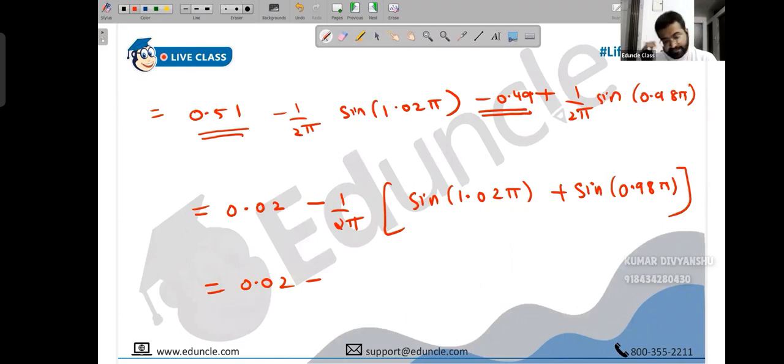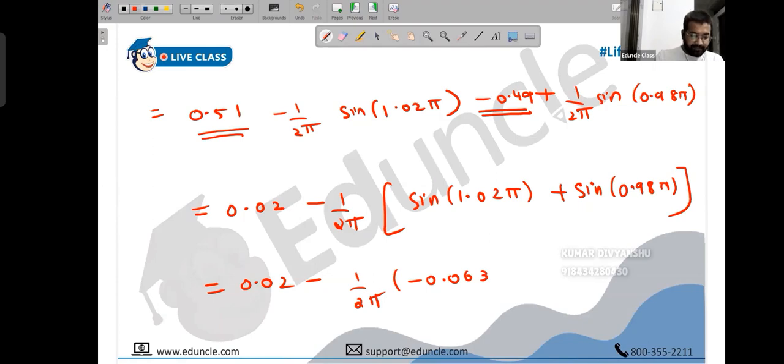Calculate this using the calculator. Wait, I'll also check. Calculator now. Sine 1.02 pi. So what do we have? Sine 1.02 pi, that's minus 0.0627. And sine 0.98 pi, that's 0.0627.